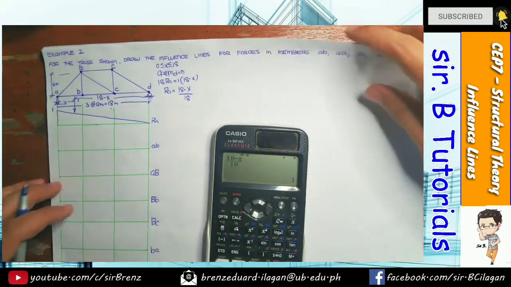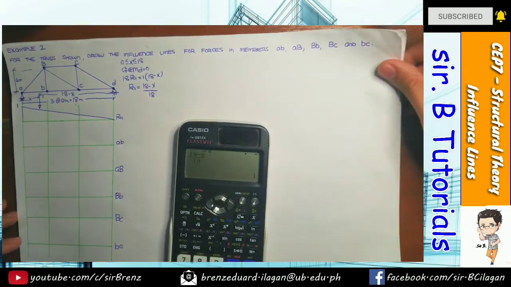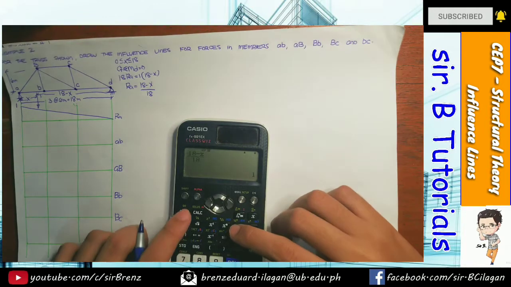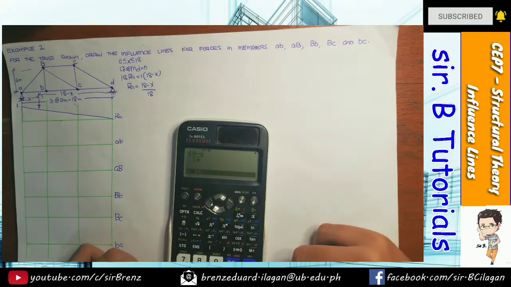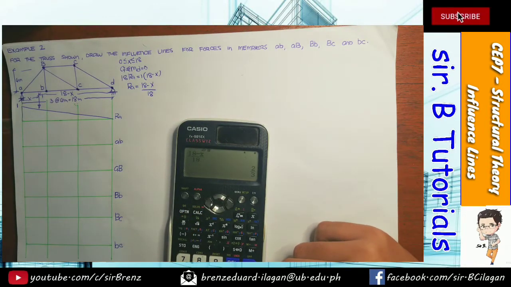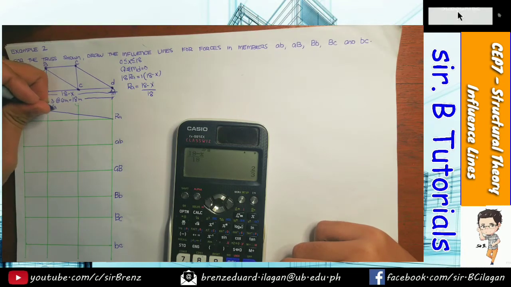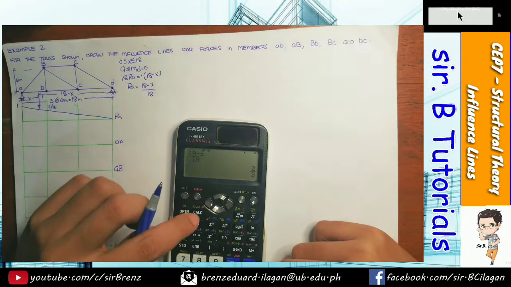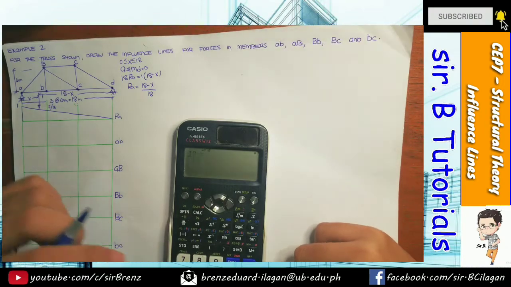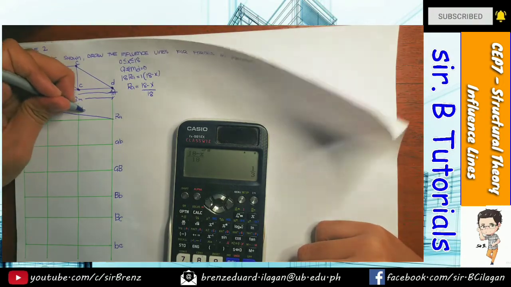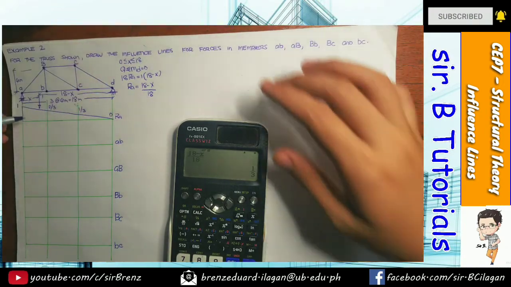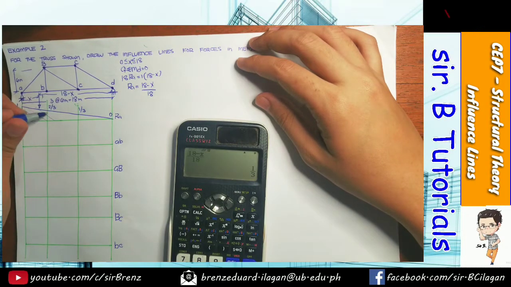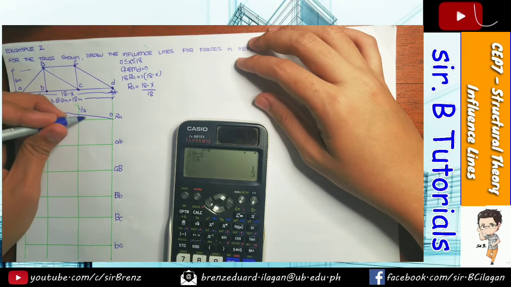Okay? So that is 1. Let me align this again. 1, calculate. So what's the next distance? 6. So this is 2/3. Calculate 12. Then 1/3 and then 0. Okay. So we now have the influence line for the reaction at A.